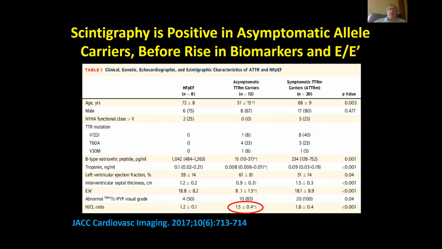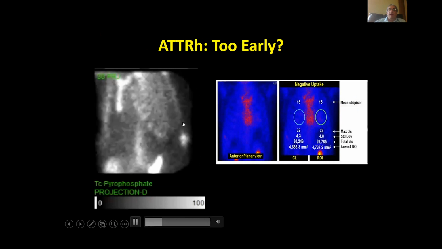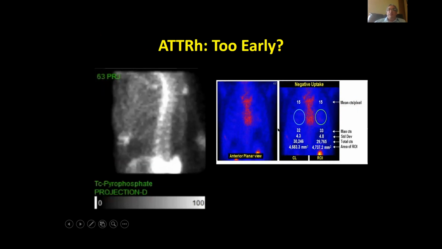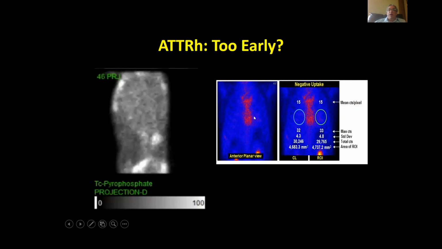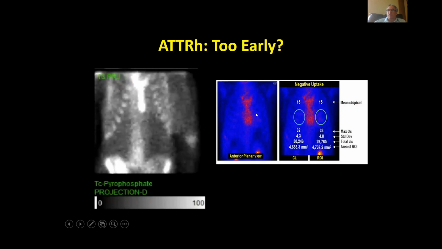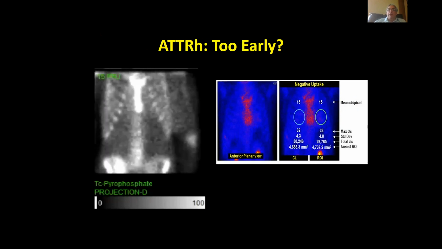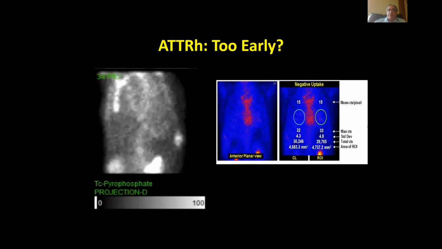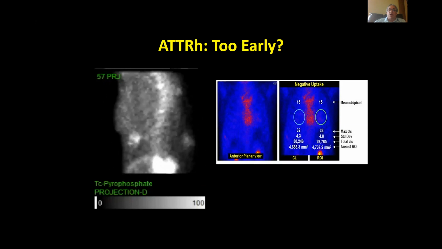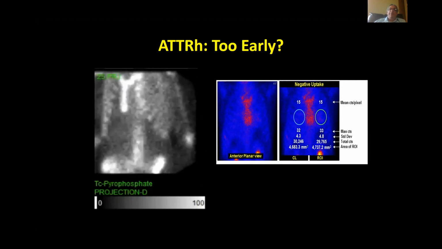So in this particular patient, we did do a PYP scan, both with planar and SPECT imaging. And as you can see here, this individual still had no myocardial retention of technetium pyrophosphate, so there's really no evidence for a phenotype. At our center, we would offer this particular patient counseling and therapy with diflunisal, but I don't think there's any evidence at this point, especially given the cost, that tafamidis should be applied because there's no clinical phenotype.